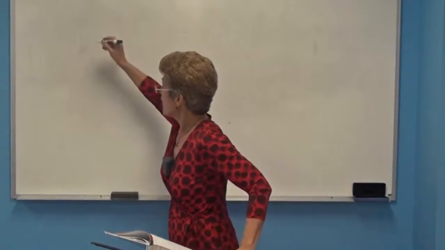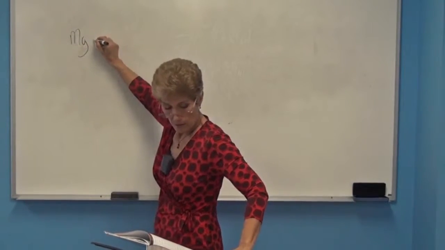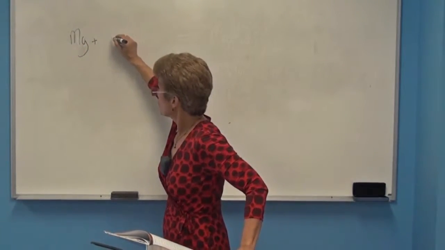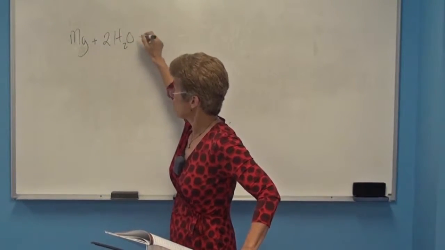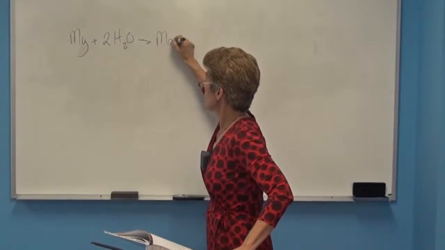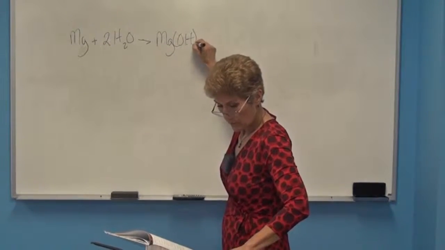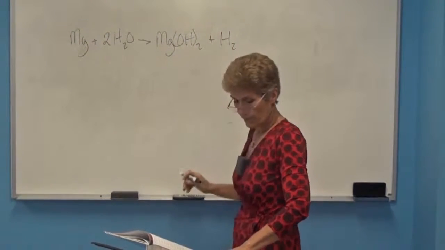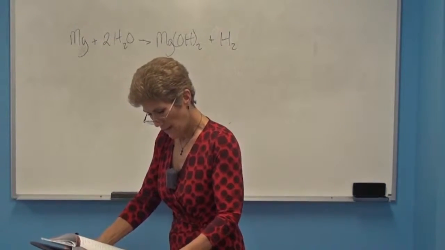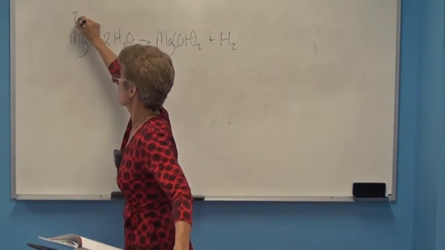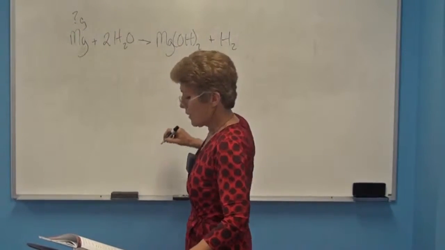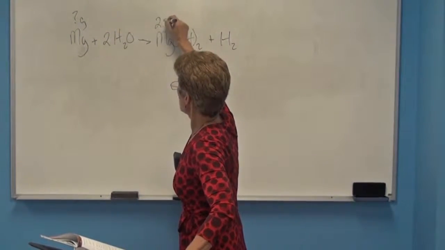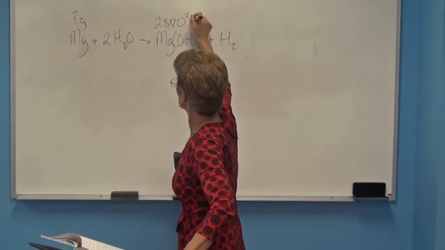Number 6, in the following reaction, magnesium plus water: what mass of magnesium must you use to get that much magnesium hydroxide? So we have Mg plus 2 H2O yields magnesium hydroxide plus hydrogen gas. What is the mass of magnesium that you must use to get 2.8 times 10 to the 4th grams?